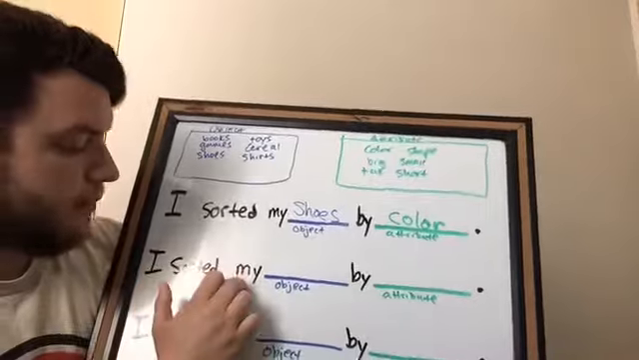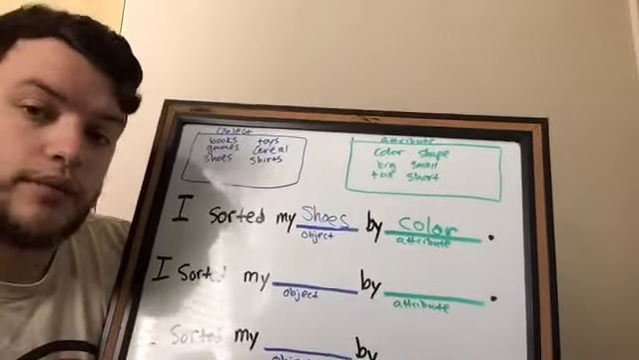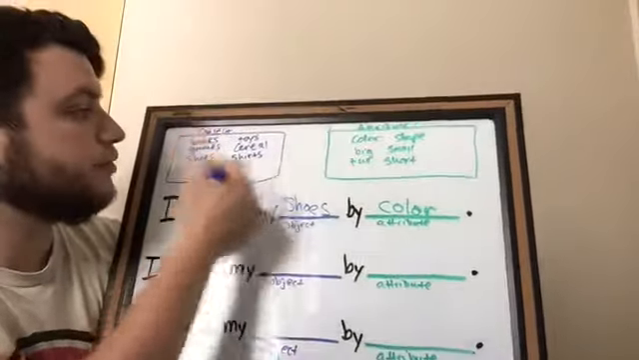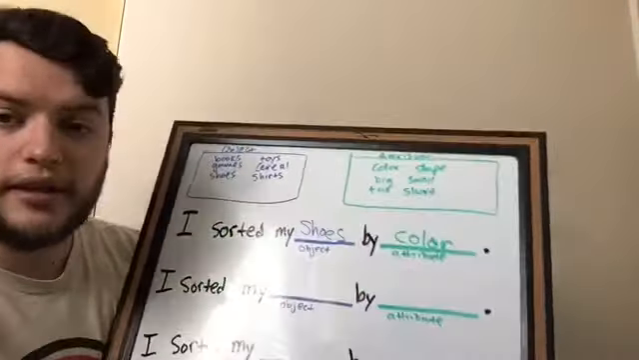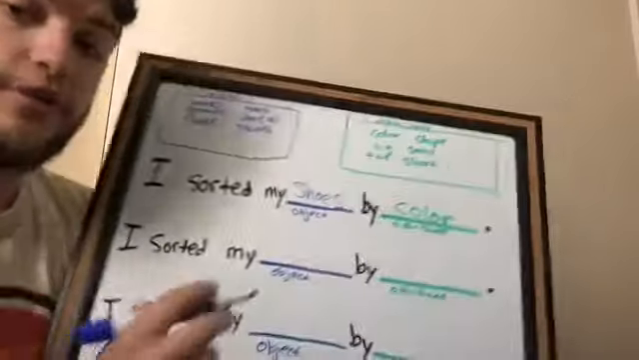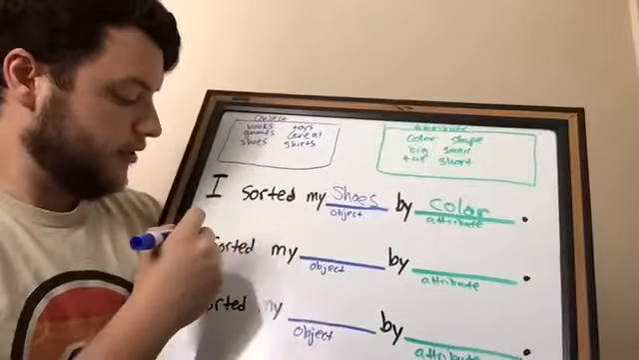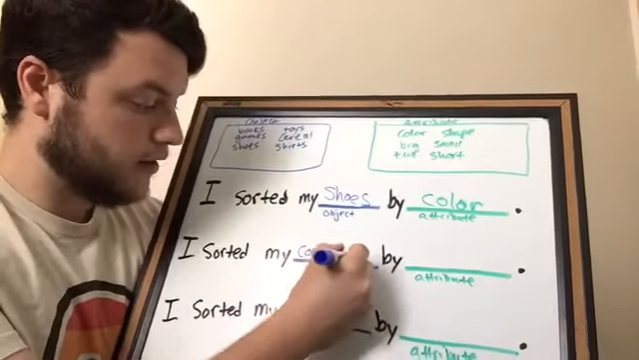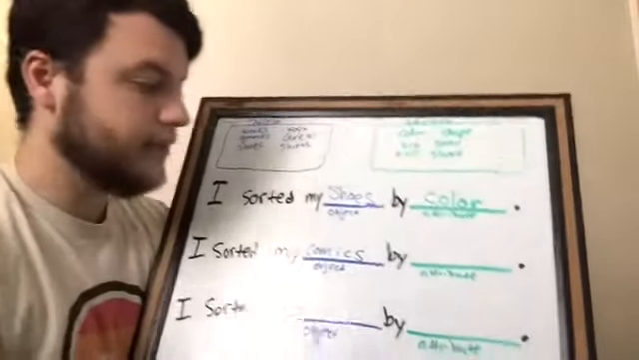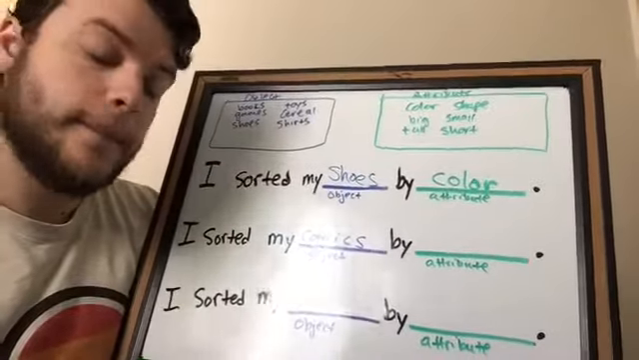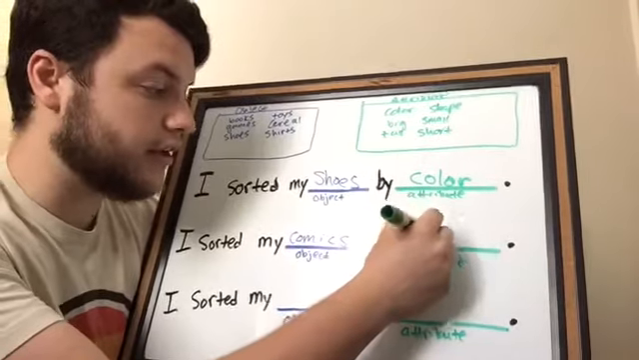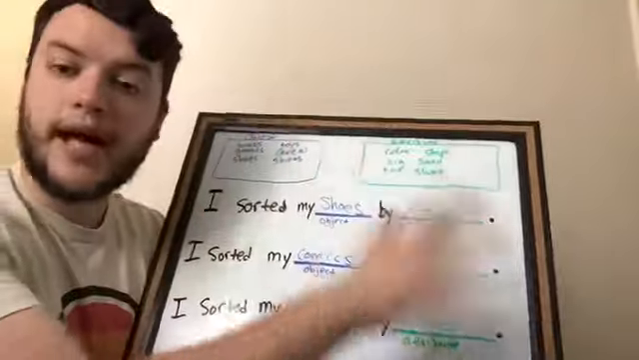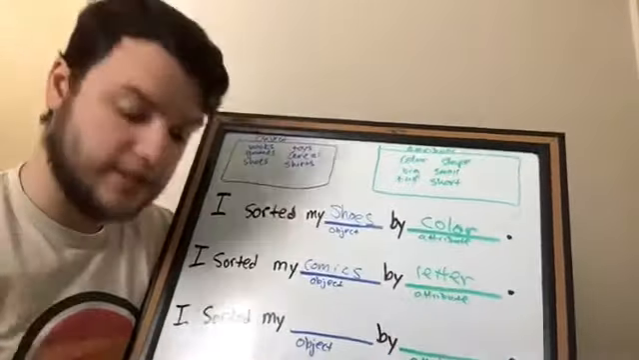The next thing I sorted were my comic books from Carter. So I actually didn't use any of the attributes up here. I made up my own attribute, and that's something that you can do too. So I sorted my comics by, and what did I sort it by? That's right, I sorted it by letter. I sorted it by books with the letter X on the cover and books that didn't have it.